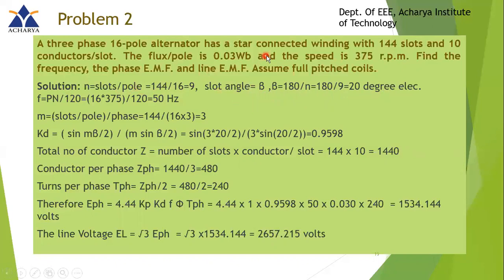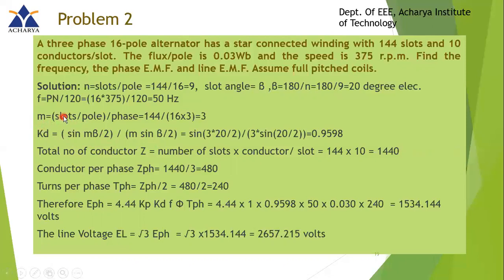Next, they have asked you to find out the frequency, right? So frequency is nothing but Pn by 120. Substitute the value, you get 50 Hertz. Next, you find out what is M. Why are we finding M? Because we need to find out the distribution factor here.